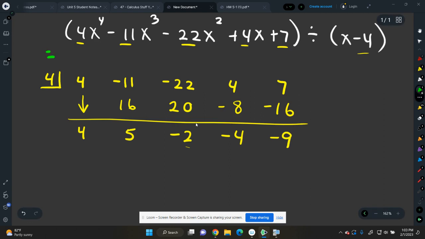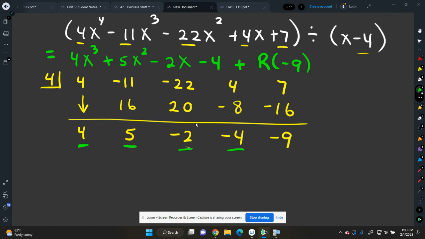This equals, instead of x to the 4th, it's going to be x to the 3rd. So we've got a 4 here. 4x to the 3rd plus, now we're just going to keep going down in our exponents, 5x to the 2nd minus 2x to the 1st, but we don't have to put that 1 there, minus 4, and then we said plus a remainder of negative 9.